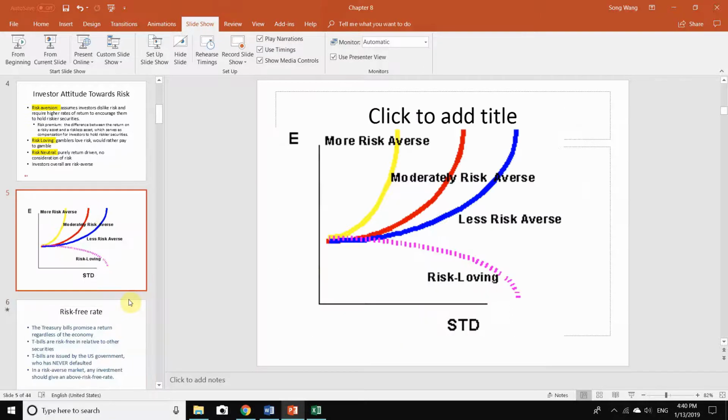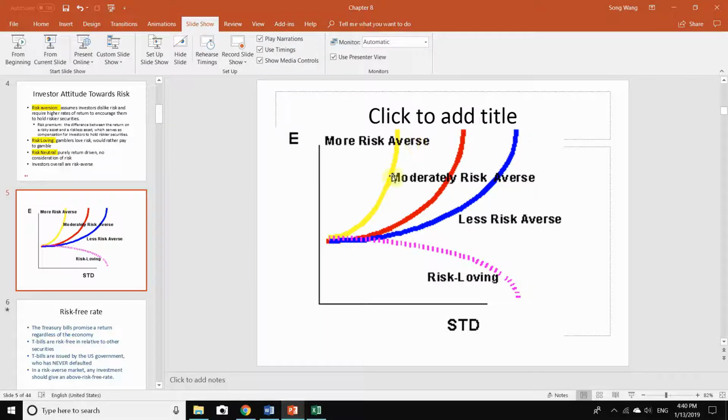All right, and if you look at this curve here, the vertical axis tells you about the return, and the horizontal axis tells you about the risk. E is the expected return here. STD is the standard deviation. And for risk-loving people, for higher risk, they want to be compensated less. Okay, less compensation would make them happy if they are taking more and more risk. You can treat it that way.